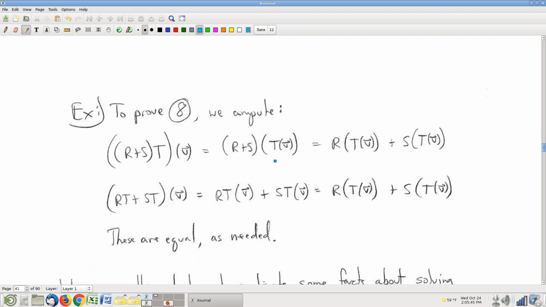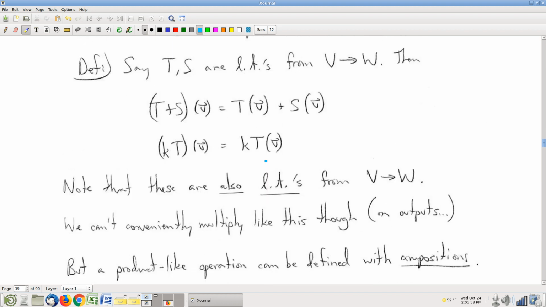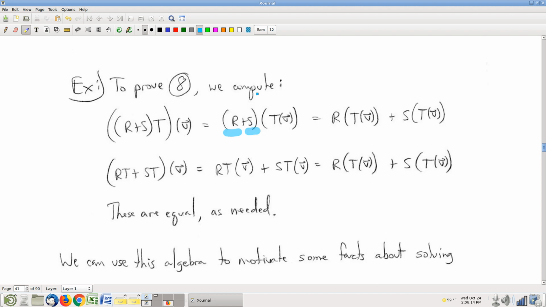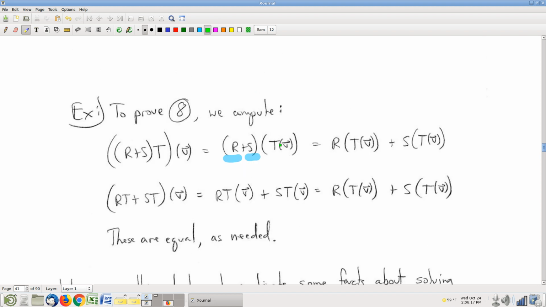Here's another simplification I can do. Notice that here I have a sum of two linear transformations. What does that mean? How do you add two linear transformations? Well, go back to the definition. The way you add two linear transformations is you plug into each one separately and then add the output values. That's what that says there. Okay, so I'm going to take this and plug that into each of R and S separately.